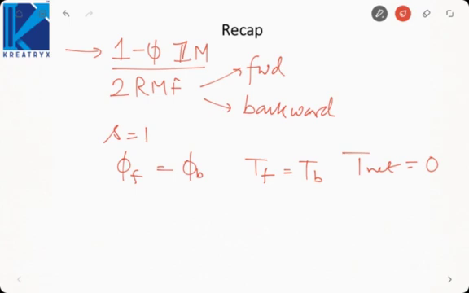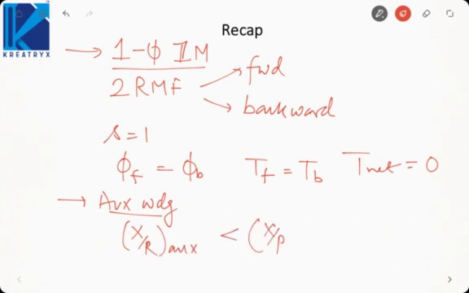So what we did is we introduced the auxiliary winding. We introduced the winding such that X by R ratio of auxiliary winding is less than X by R ratio of main winding. And we called it the resistance start induction motor, or resistance start single phase induction motor, because of the resistance of the auxiliary winding. Here we did not use any capacitor, so the cost was low.